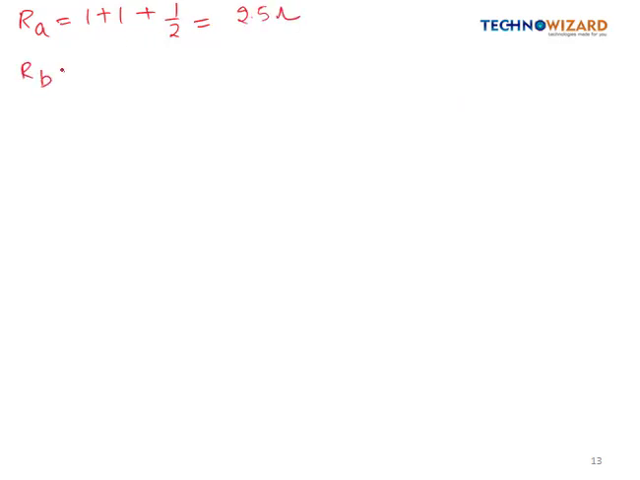Similarly we can find the value of Rb, which will be equal to 1 plus 2 plus their product 2 by 1, so it is coming as 5 ohm. Similarly the value of Rc is coming as 5 ohm, right? So I will draw the circuit.